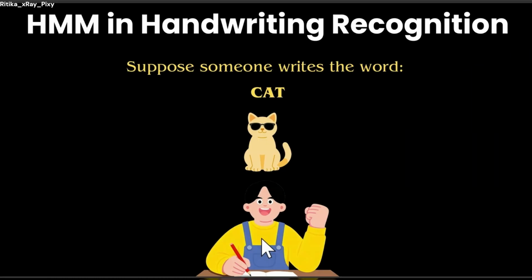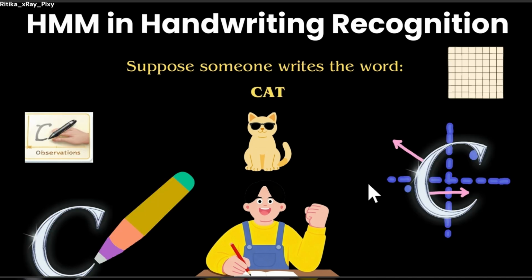Now we will take a simple example. Step by step, we will discuss how HMM is used in handwriting recognition. Now let's try to understand this. Suppose someone writes the word cat, C-A-T. When a person writes on a tablet, that is digitally scanned, we don't directly see the letter clearly.